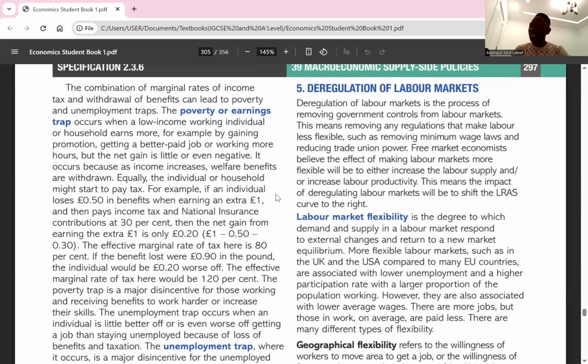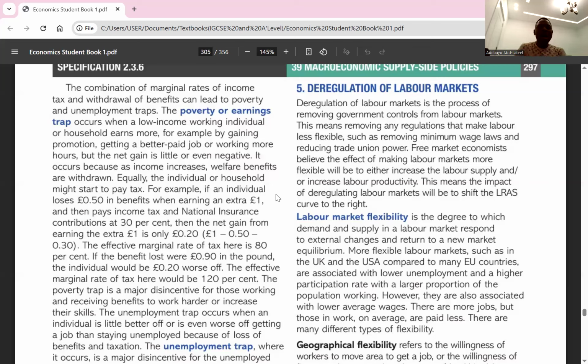So this applies to the process of removing government controls from labor markets. This means removing any regulations that hinder labor flexibility, such as reducing trade union power and removing minimum wages. In the labor market, there's a powerhouse, which is the trade union. The trade union is so powerful, it brings about inflexibility in the labor market. So the deregulation will reduce the inflexibility and bring about flexibility into the labor market.